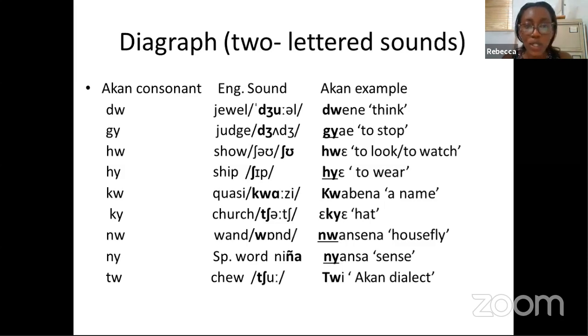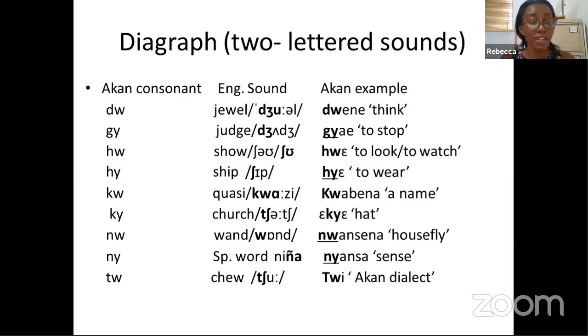Now, let me take you off English and let's do a little bit of Spanish. Now we see the sound here. For those who speak Spanish, this sound is very similar to the Spanish sound in niña, that one, niña. So we see that in ñanza, which means sense.